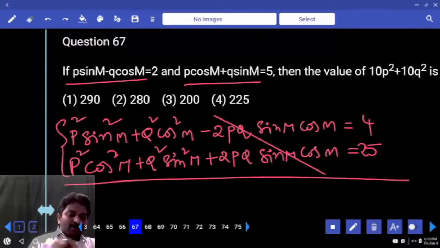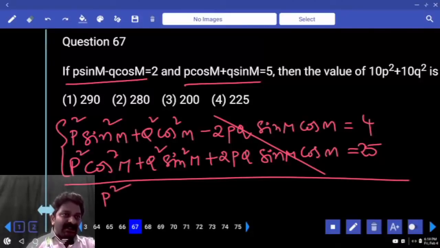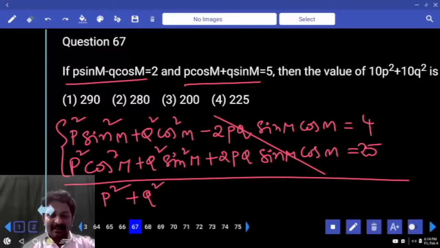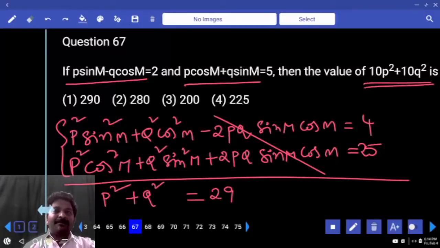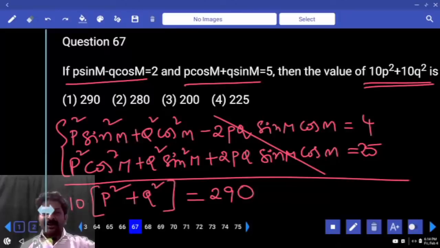When you add these two, p square sin square m and p square cos square m give you p square common, sin square theta plus cos square theta, which is 1, plus q square into again sin square theta plus cos square theta, which is 1, is equal to 4 plus 25, which is 29. But we need to calculate 10 p square plus 10 q square. That means this left hand side value is multiplied by 10, then the right hand side becomes 290. Yes.